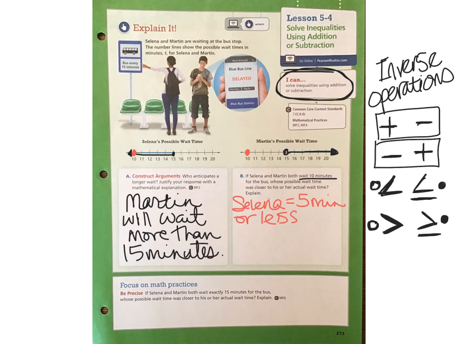Now let's take a look at Martin. Martin also had to wait 10 minutes, but in Martin's case, he was expecting to wait more than 15 minutes. So his possible wait time compared to his actual wait time is actually 6 minutes or more. So who's closer? You guessed it, Selena.